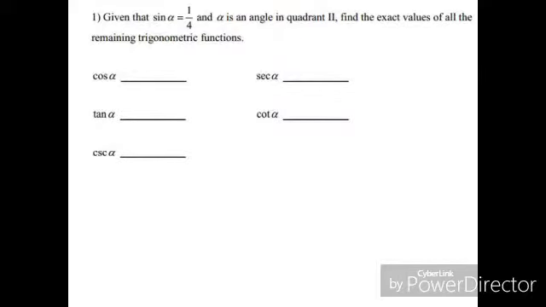Number 1, given that sine alpha equals 1/4 and alpha is an angle in quadrant 2, find the exact values of all the remaining trig functions. What I always do on these is draw the triangle. Sine alpha equals 1/4. Alpha, any angle, can be represented as a triangle. So I'm going to do a quadrant 2 angle. From the origin, out into quadrant 2 and straight down, a right triangle.